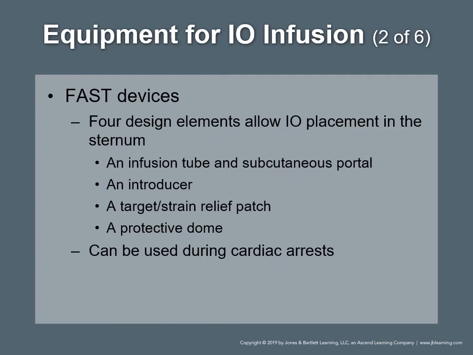FAST devices are the first IO devices approved for use in patients aged 12 years and older. There are 4 design elements that allow the IO placement in the sternum using a FAST device: an infusion tube and subcutaneous portal, an introducer, a target strain relief patch, and a protective dome. This can be used during cardiac arrest.